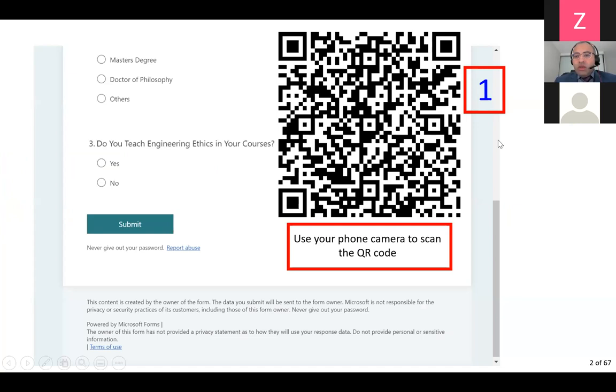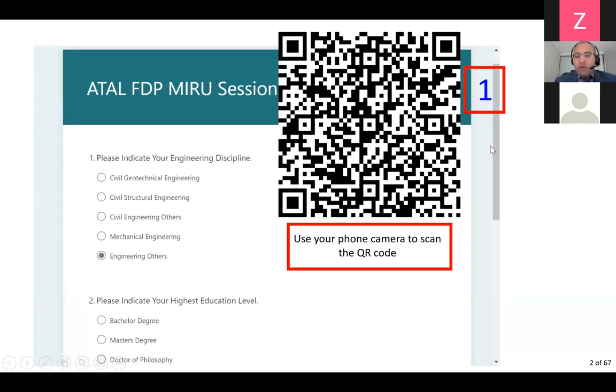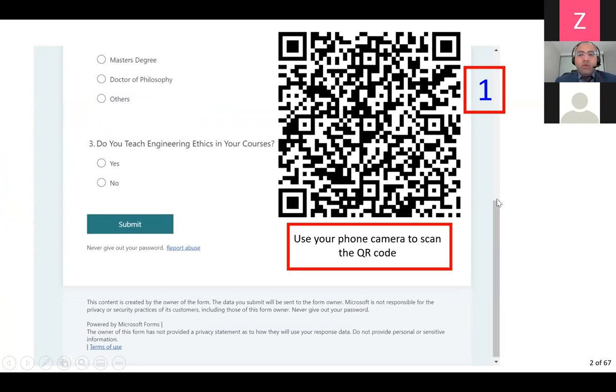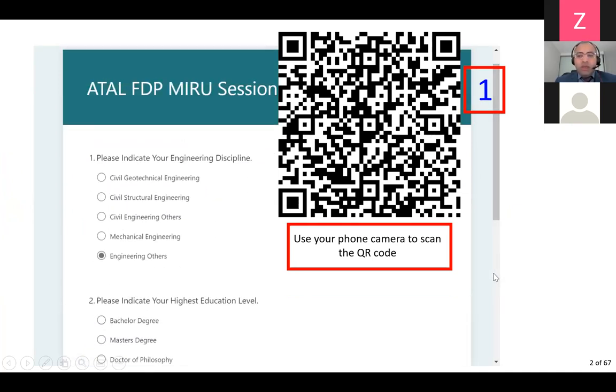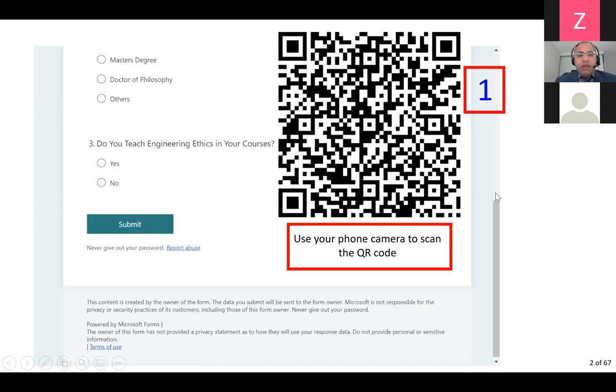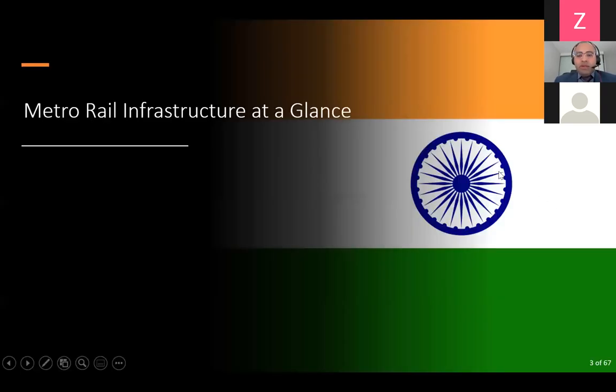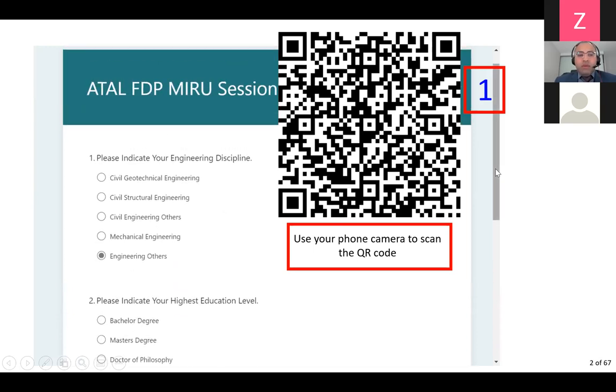First of all, I just wanted to have a look at what kind of participants we have today. Please scan this QR code using your phone camera, with your internet on, and it will take you to a link. There you will have three questions. Please indicate your response for these three questions, 1, 2, and 3, and then click on the submit button. Then we can have a look at the trends. It will make the session more interactive, and I just wanted to get a feeling of what kind of audience is there. So please go ahead.